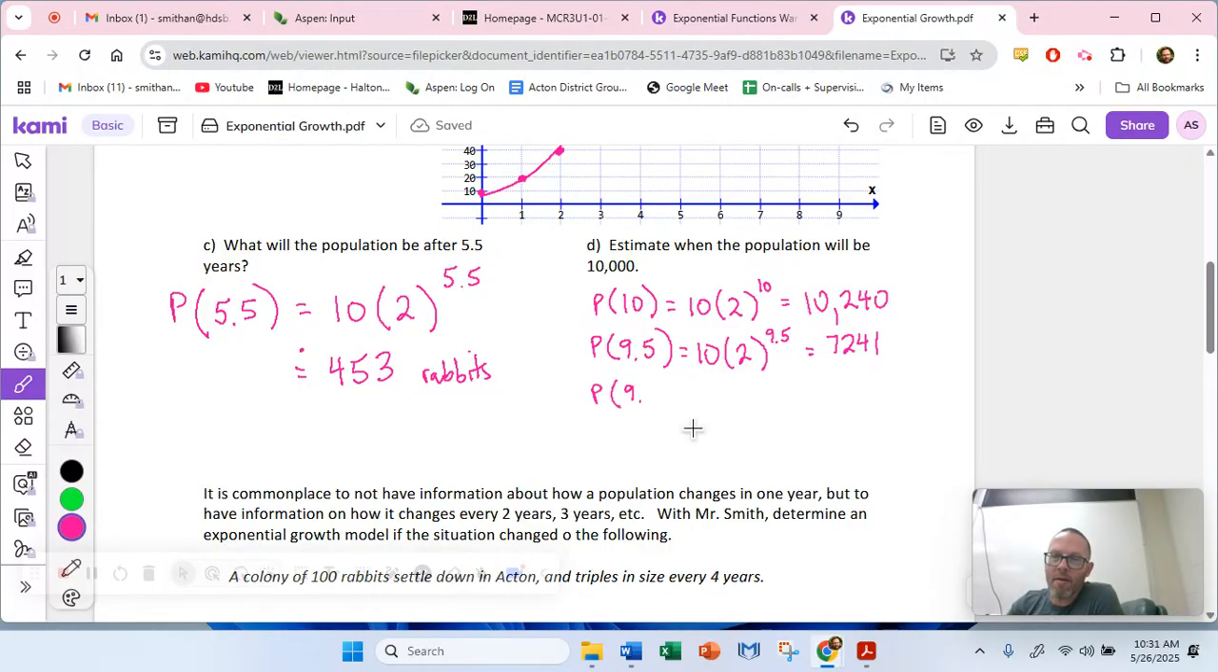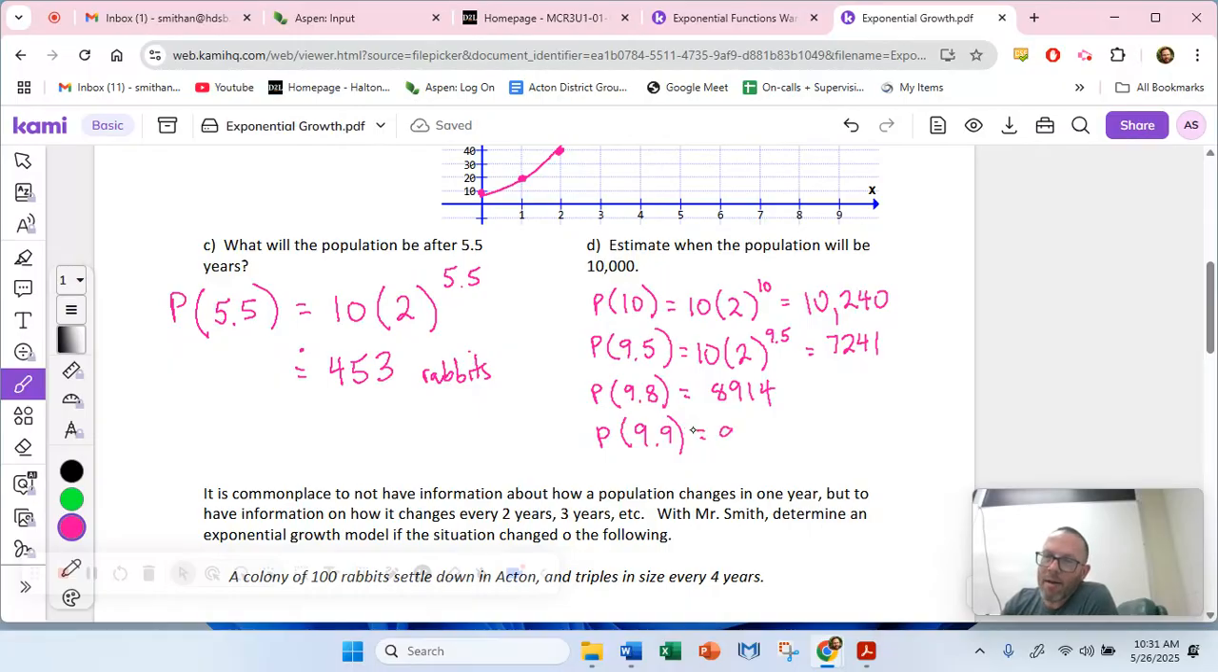Now I'm going to try 9.8 just to be different. $8,914. Still not close. I'm going to try 9.9. So I am using the method of educated guess and check, and I just adjust my guess till I get as close to my desired goal as possible.